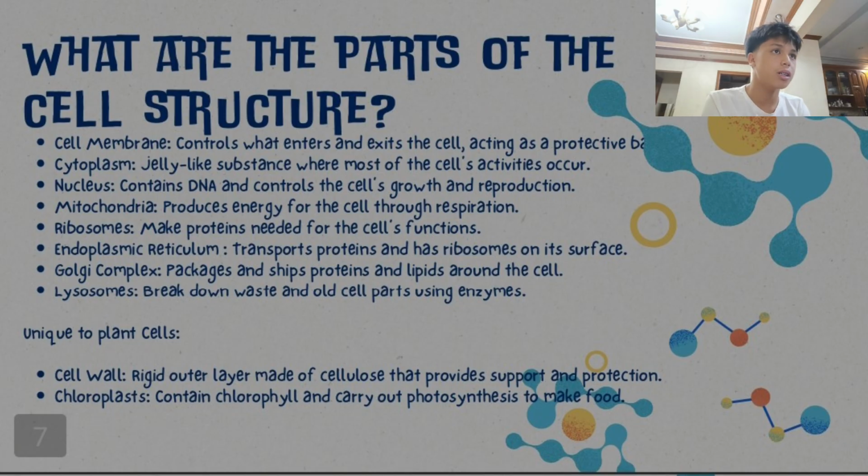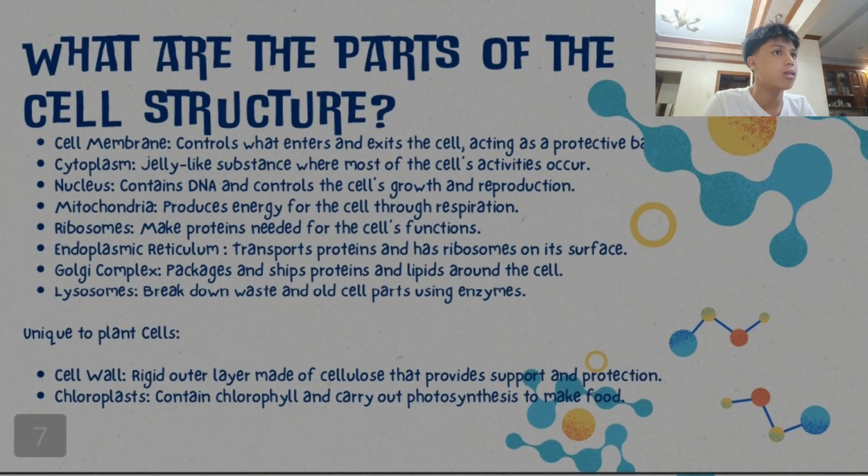Next, we have the mitochondria. This produces energy for the cell through respiration. Next, the ribosomes. These make proteins needed for the cell's function. And we have the endoplasmic reticulum, which transports proteins and has ribosomes on its surface. The Golgi complex, this packages and ships proteins and lipids around the cell. The lysosomes, this breaks down the waste and the old cell parts using enzymes.